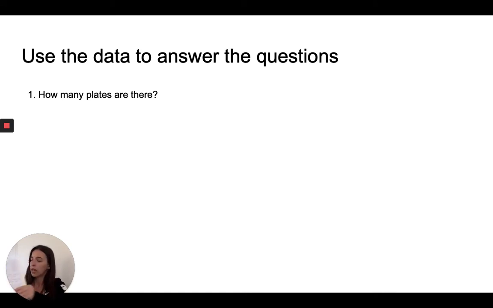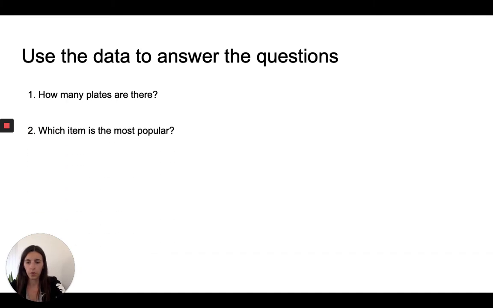I've got mine here. Use your tally chart to answer the question. How many plates are there? Okay, question 2. Underneath, write 2 dot. And the next question is which item is the most popular? The most popular. What does that mean? Yes, which item appears the most times?